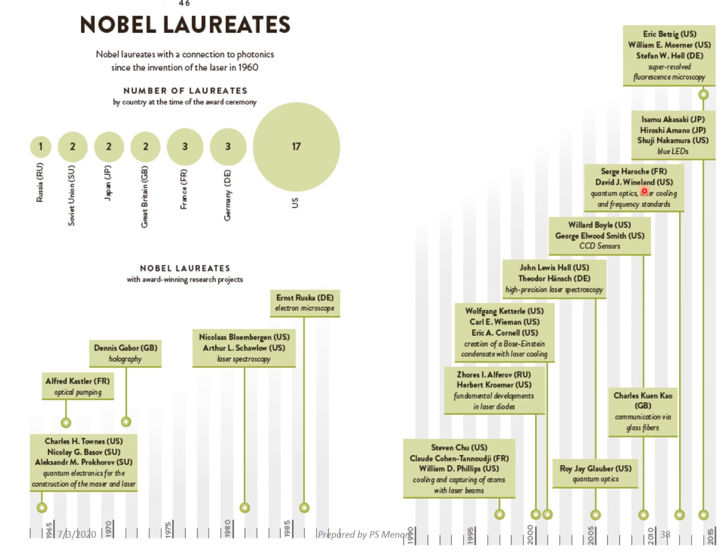Other Nobel laureates: this is for quantum optics, laser cooling and frequency standards, CCD sensors, which are used in smartphones, high precision laser spectroscopy, creation of Bose-Einstein condensate with laser cooling, communication via glass fiber, quantum optics, fundamental developments in laser diode, trapping and capturing of atoms with laser beams, the electron microscope, laser spectroscopy, holography, and also optical pumping. All right, so hopefully one day we can see Malaysia here for one of the laureate winners.